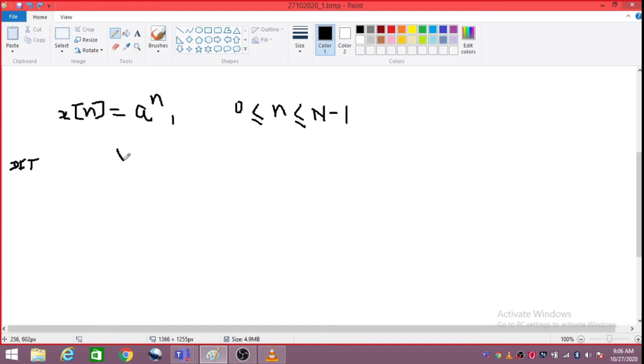xk equal to summation n changing 0 to n minus 1, xn is a raised to power n, then e raised to power minus j 2 pi by n kn. This will be the DFT.